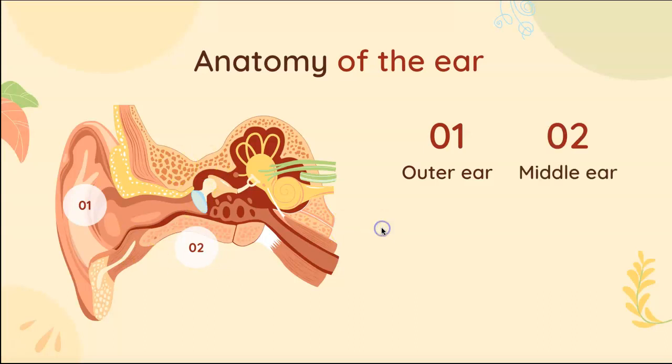As for the middle ear, it involves the tympanic membrane, which is right here, known as the eardrum. It involves the ossicles, which are the malleus right here, the incus and the stapes, and the eustachian tube, which is right here. And the inner ear is made up of the cochlea, which is right here, and the vestibular portion.